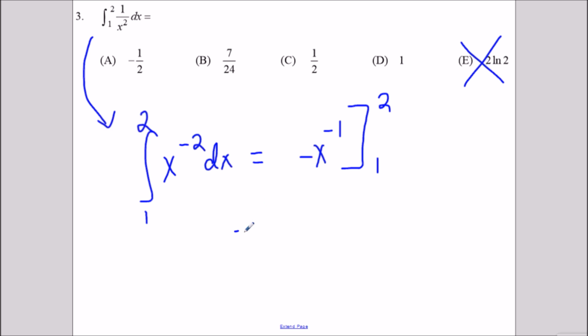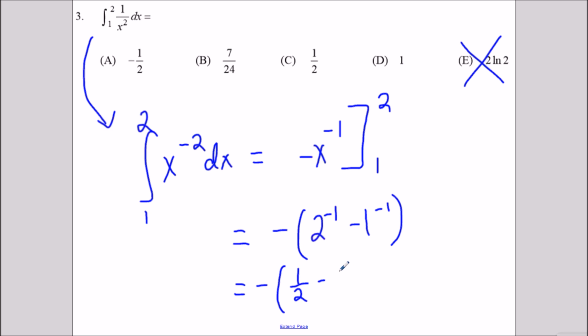Now, just a general tip with negatives, put them outside of parentheses, then plug in the numbers and subtract, because you'll have less negatives to keep track of, and you're more likely to do this accurately. 2 to the negative 1 is 1/2. 1 to any power is 1. So this is negative 1/2, which is equal to 1/2. And that's this choice here.